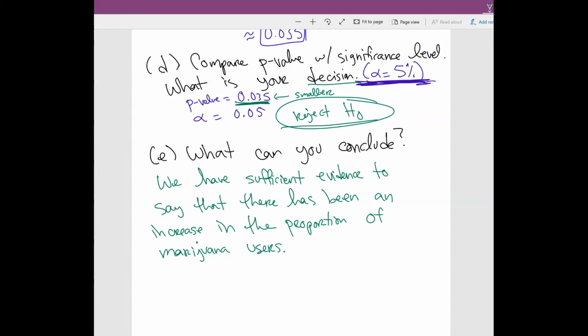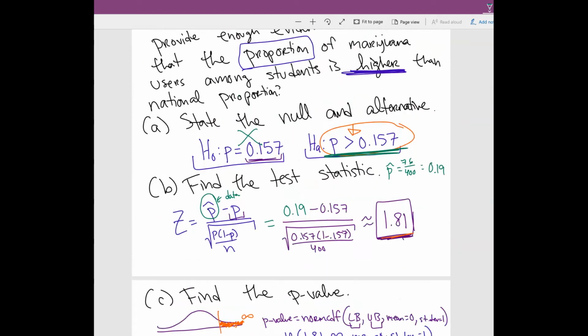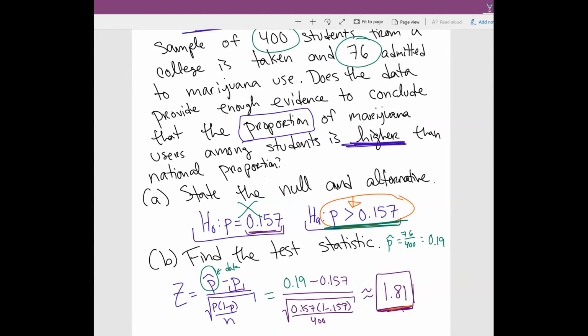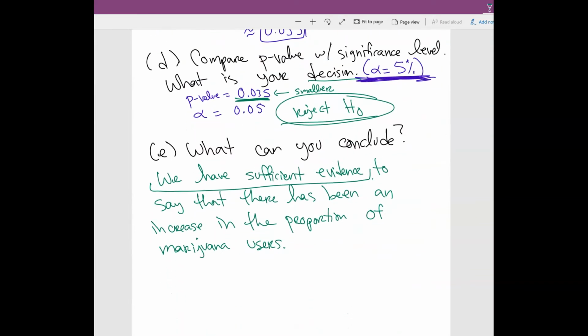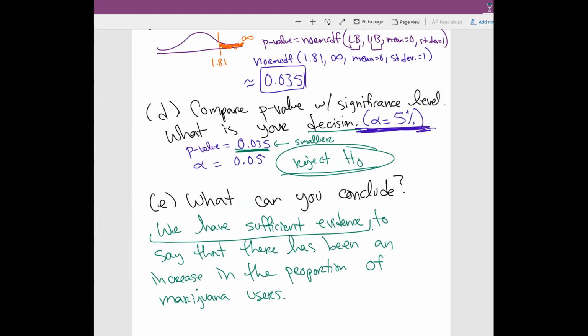Like you're wondering, where did I get this? Well, this is always going to be the same. So if we reject it, we're going to say we have sufficient evidence. If we don't reject, we say we do not have sufficient evidence to say what? Well, what I do is I just take the ending part of what we're trying to figure out, higher than the national proportion, and I just copy it onto the conclusion. Okay, so this is usually how the 5-step process works.